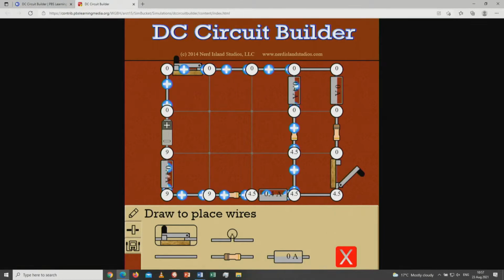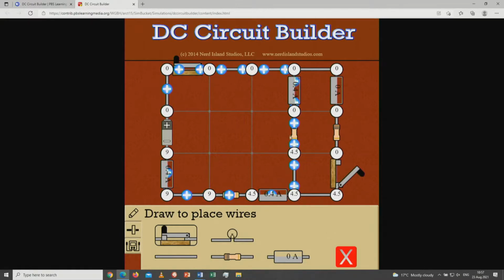And why is that? We have deactivated this branch of the parallel circuit. Now we are left with two resistors that are connected in series. 10 ohm, 10 ohm. That gives us 20 ohms.